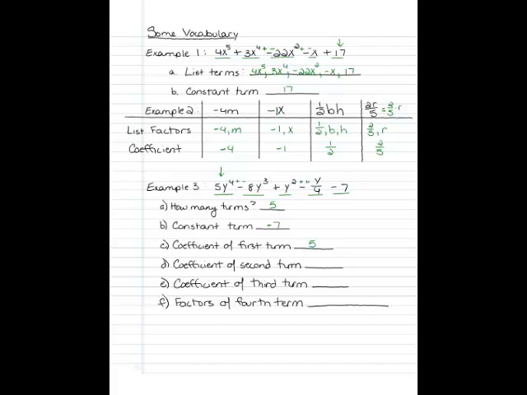The coefficient of the second term is negative 8. The coefficient of the third term, here there is no number written, so you can always imagine just tucking in a 1. The coefficient here is 1. The fourth term, we have negative y over 4. This is the same as negative 1/4 times y over 1, or just y. So the factors are negative 1/4 and y.